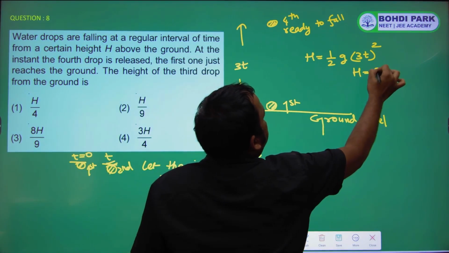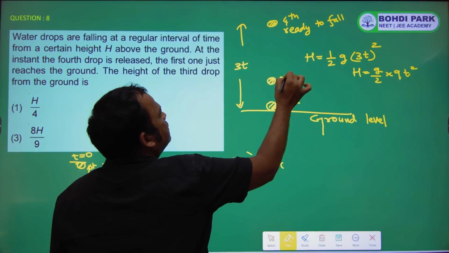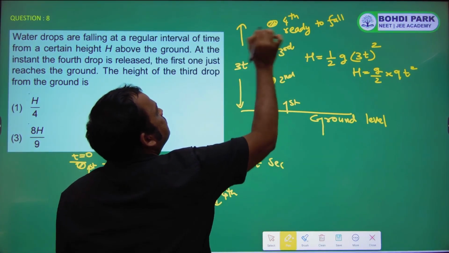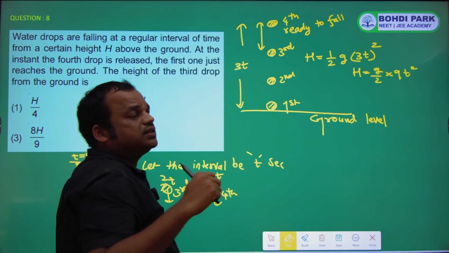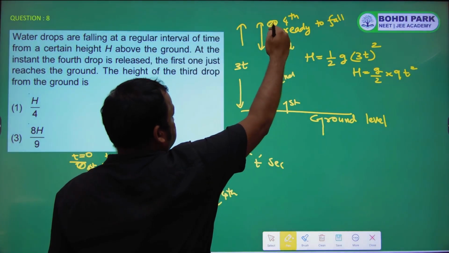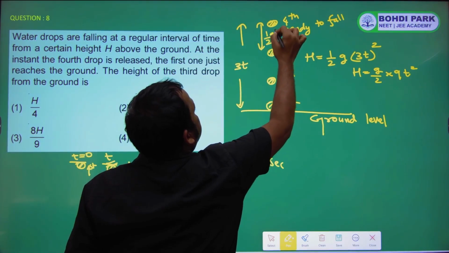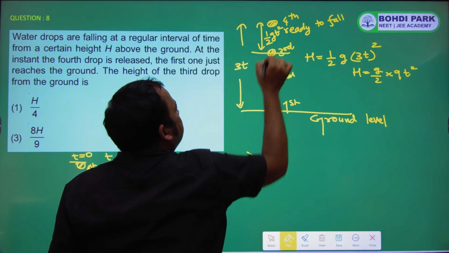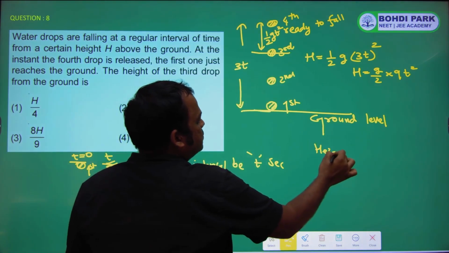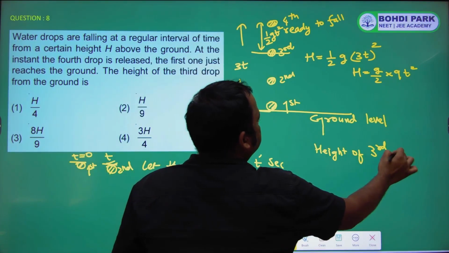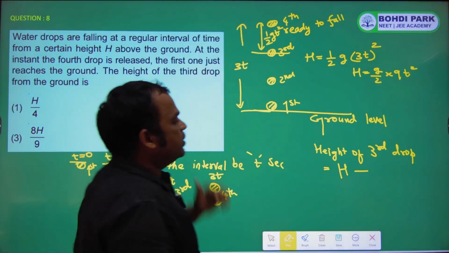So h is g by 2 into 9t square. Now you see, the second drop may be here and the third drop will be here. So this distance, the third drop has fallen for t seconds, and we have to find the height of the third drop. So this will be half g t square. So the height of the third drop is equal to total height minus half g t square.